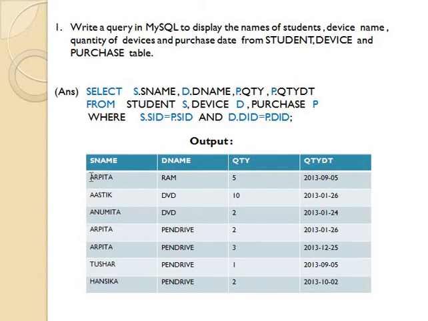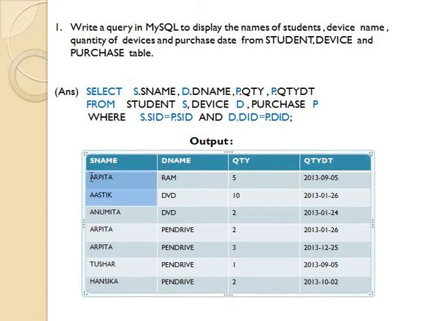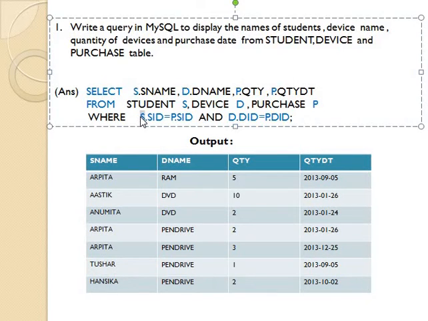Now, how did we get all these entries in the output table? These entries that we have got in the output table are based on the joining condition, which is specified in the where clause. Now let me highlight the joining condition. So this is the one.